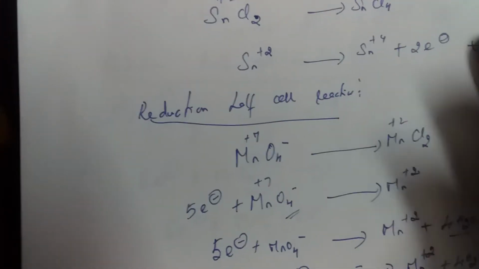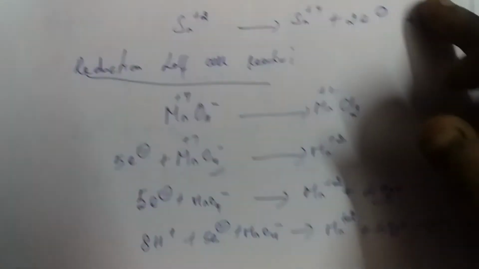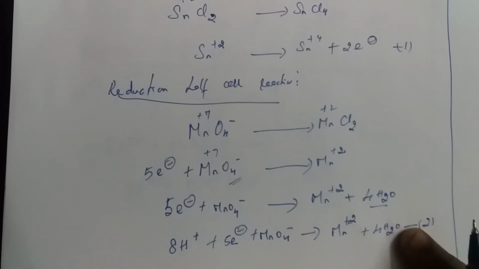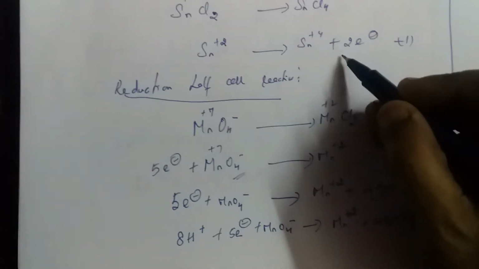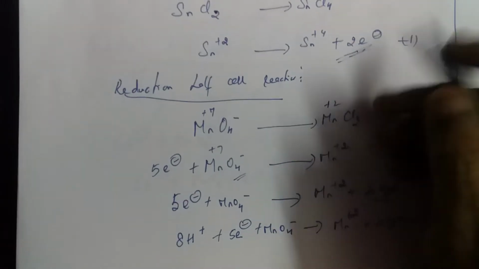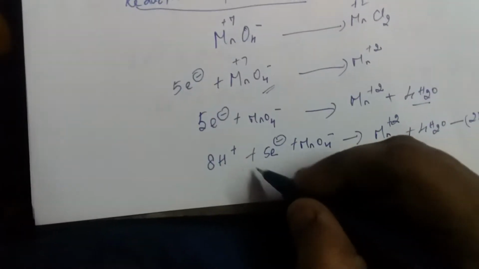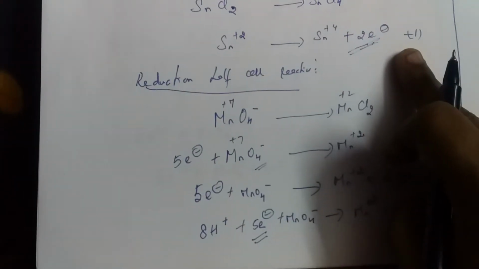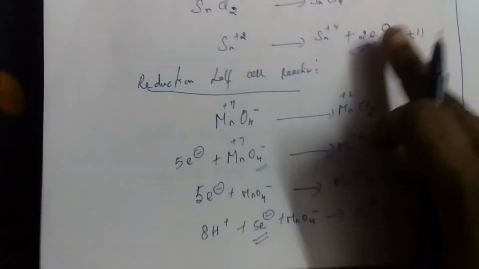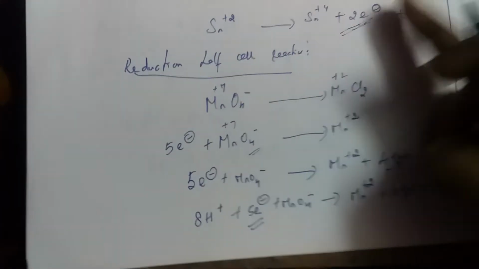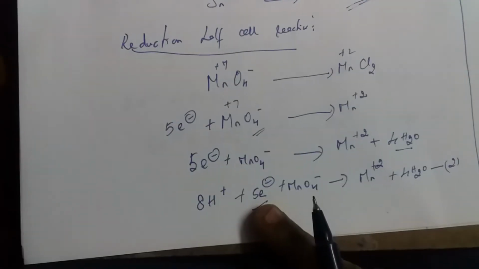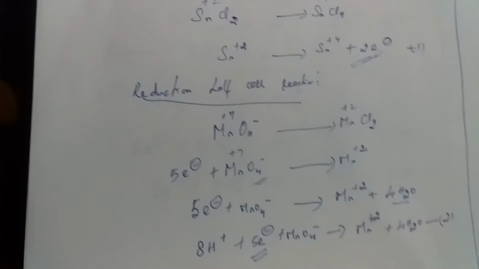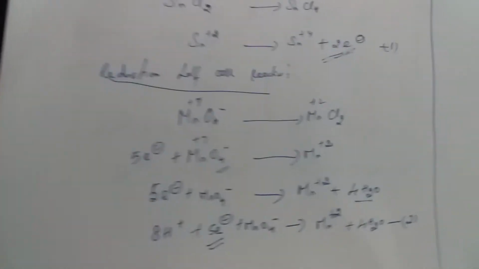Next we have to add equation 1 and 2. Before adding, we have to balance the number of electrons. How many electrons are present in the first equation? 2. And in the second, 5 electrons. Therefore we have to balance the number of electrons. If I multiply the first equation by 5, I get 10 electrons, and if I multiply the second equation by 2, I get 10 electrons. After balancing the electrons, we add these two equations.